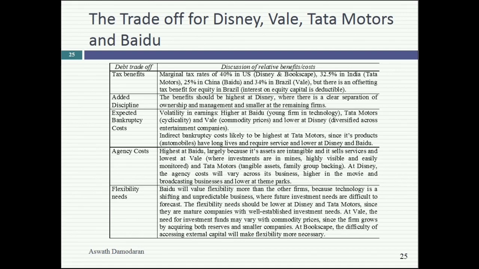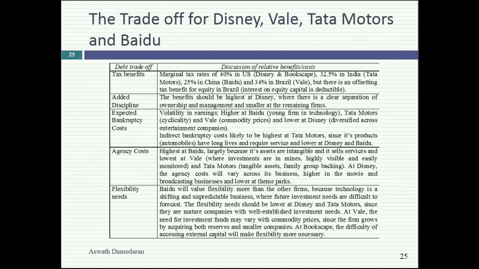From the perspective of added discipline, remember this is when you're borrowing money to make yourself more careful about the way you pick projects. I would not expect Bookscape to need any because it's a privately owned bookstore. You shouldn't need debt to make you more disciplined. Baidu is insider control. The owner actually is the founder, is the CEO, owns a big chunk of the company. He shouldn't need the discipline of debt to go out and borrow money. The company that I think would benefit the most is the company with the biggest separation between managers and stockholders, which happens to be Disney. So in both the tax benefit and added discipline, it looks to me like Disney has the biggest advantage from borrowing.